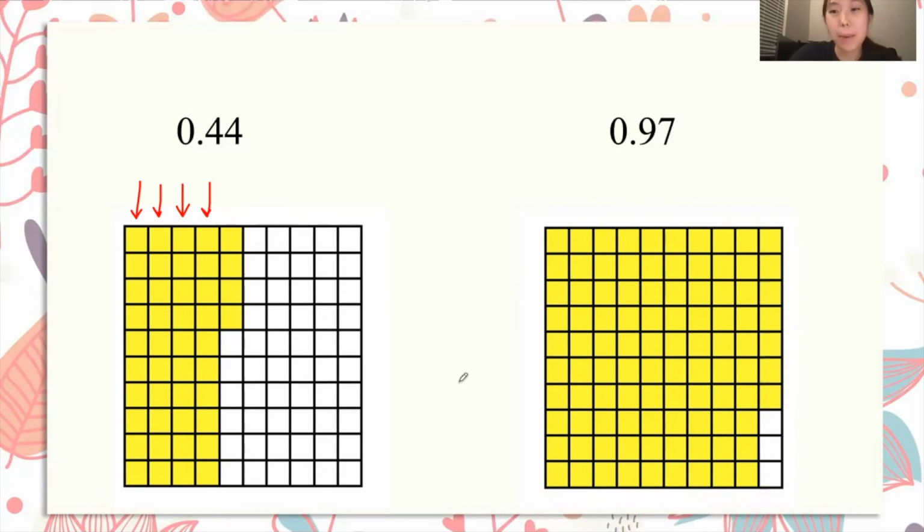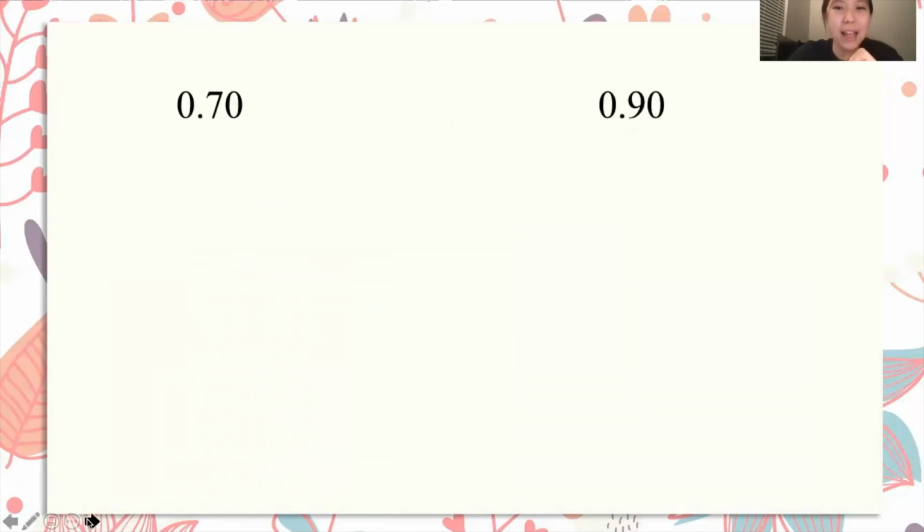So when we compare, we can see which one has more shaded parts. Yes, the second one, this one has more shaded parts. So 97/100 is greater than 44/100, or we can say 44/100 is less than 97/100. Great job! Let's try the last one.